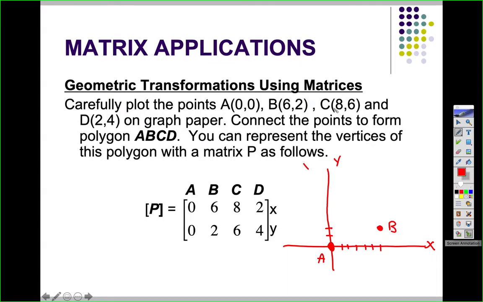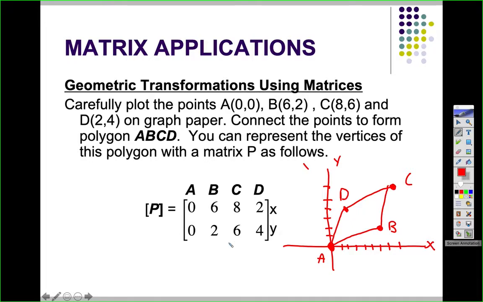We're going to make a shape now with another coordinate at 8, 6. So we are at 6, 7, 8, then 1, 2, 3, 4, 5, 6. So my third point right there is point C. And then D is at 2, 4. 1, 2, 4. And that's D. Now, here's how the shape works. You go A to B to C to D, and then back to A. So we make this kite-looking figure.